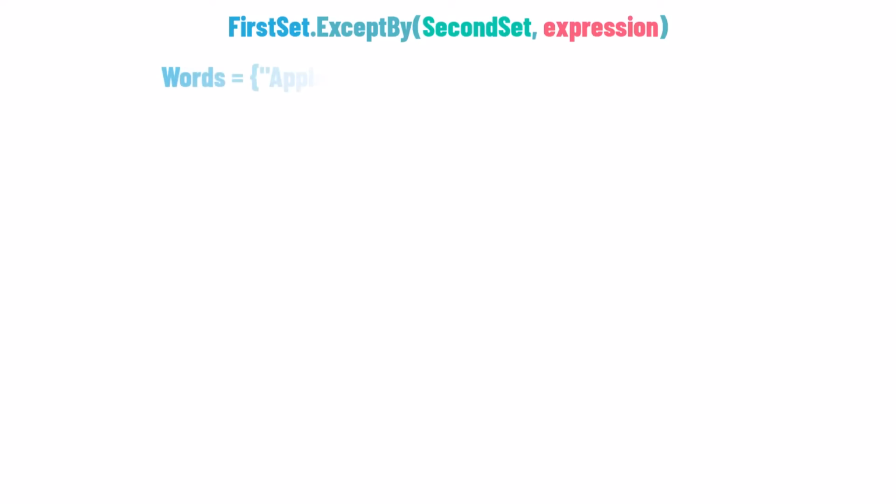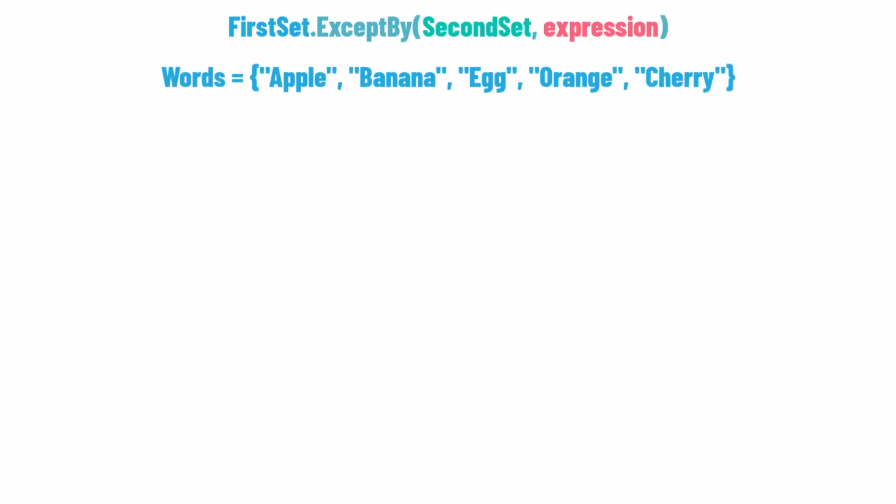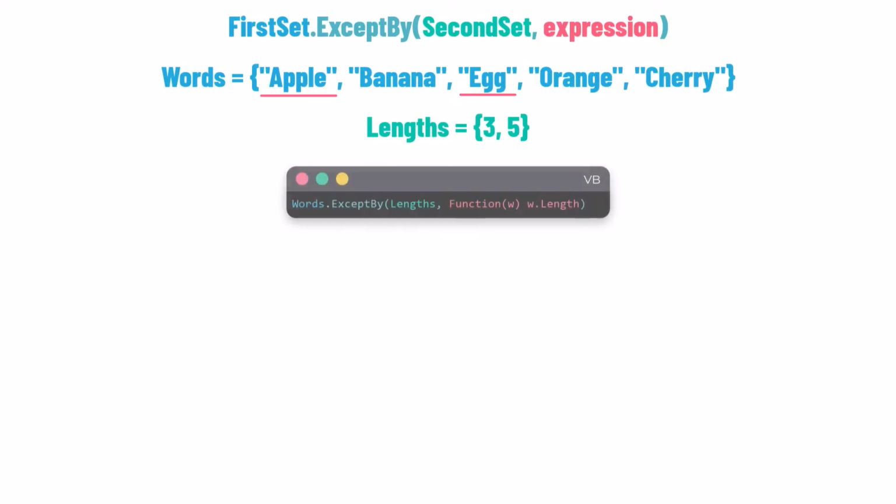Suppose we have a list of strings that contains different words. Our goal is to get all words from this list, except the words that have a length of 3 or 5. So, I will create a list of integers that contains the numbers 3 and 5. This will be the second sequence. Now the query will be as following. We first have the list of strings we want to filter. Then we have the list of integers that contains the lengths we don't need to get in the result. And the last thing we have is the lambda expression.